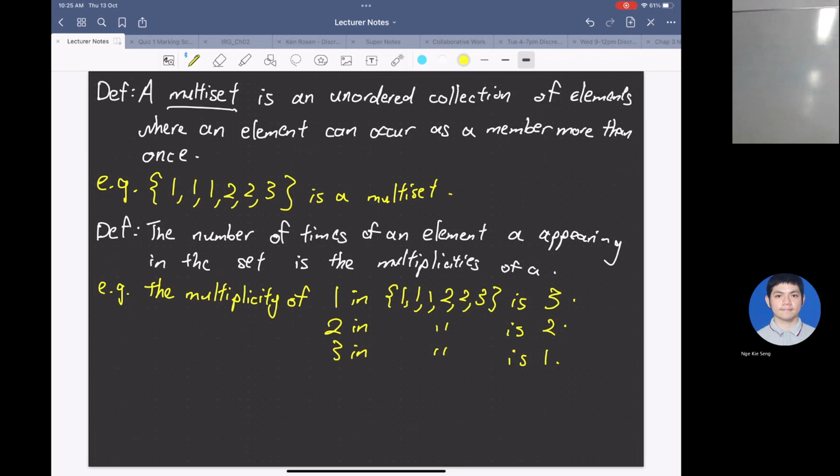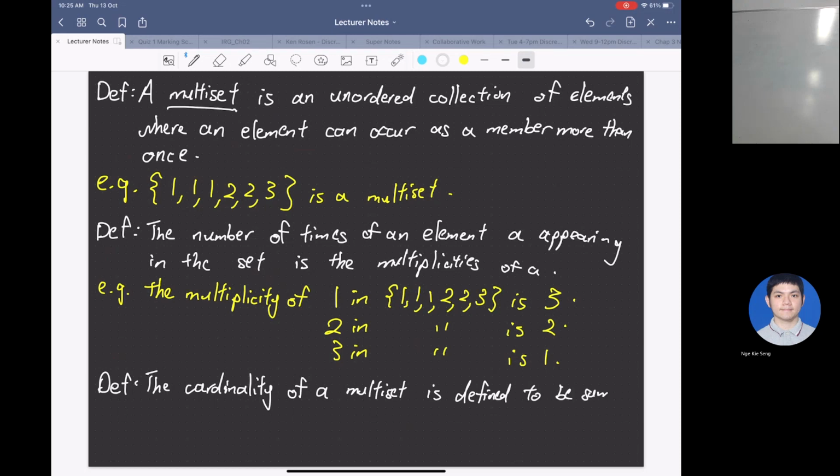So then we also want to count the cardinality of the set here. The definition of the cardinality of a multiset is just defined to be the sum of the multiplicity of the elements.